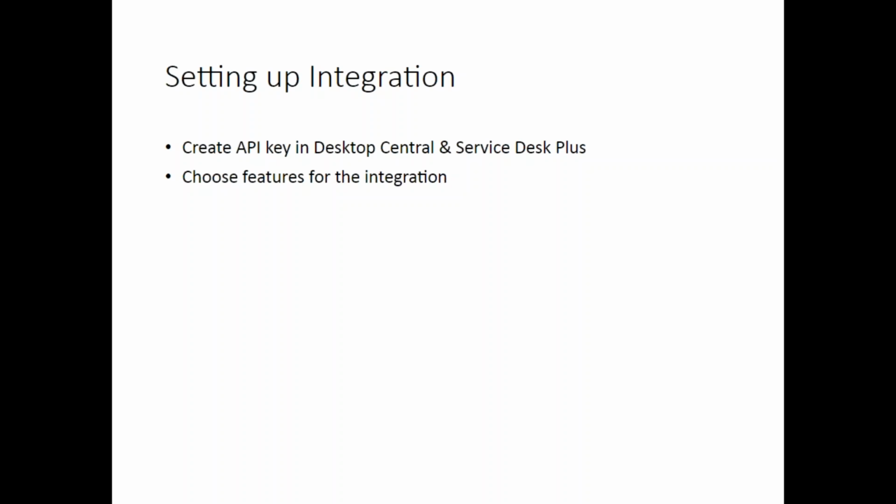The first one is creating an API key in both Desktop Central and ServiceDesk Plus products. The key is used to authenticate the communication between these two applications. The second step involves choosing what features I want to integrate between these two products. Let me demonstrate how this can be achieved. Let me jump on to the Desktop Central console and ServiceDesk Plus console.